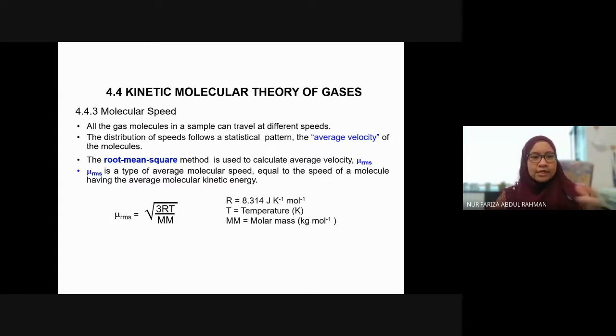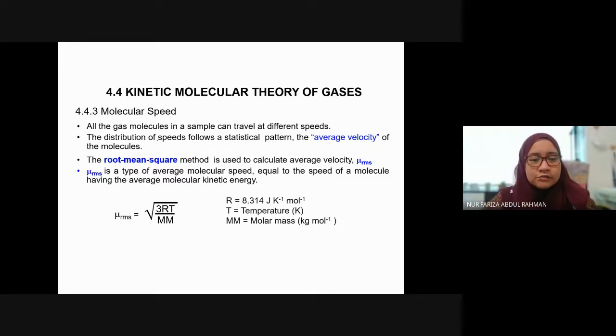Alright. All the gas molecules in a sample can travel at different speeds. We know that we are dealing with a lot of gas particles, so of course they are not moving at the same speed. They are all moving at different speeds. Sometimes some are the same, some are not, but basically at different speeds. After all, their directions are not all the same, right? They don't move one, two, three in order. Not like that. They move as they like, randomly.